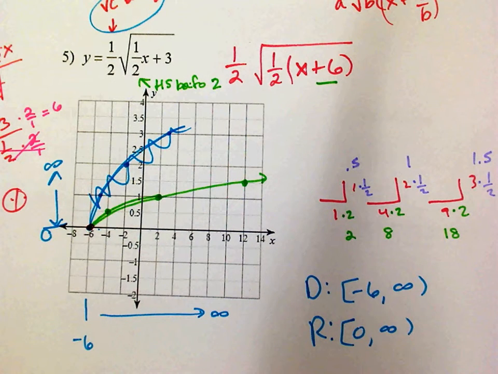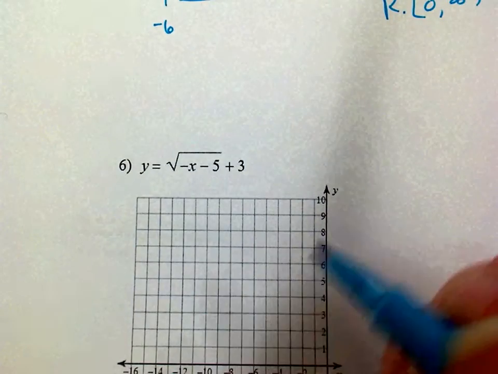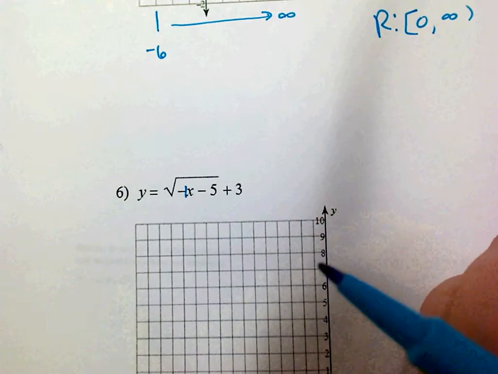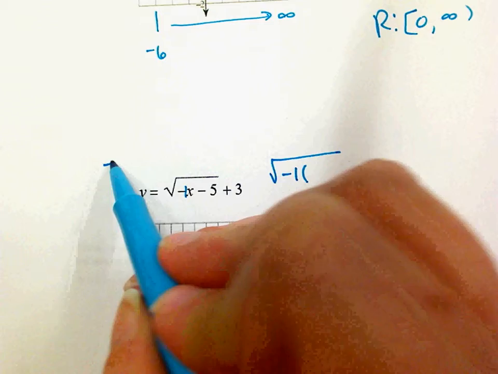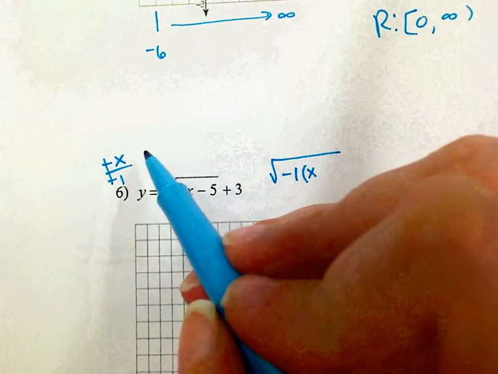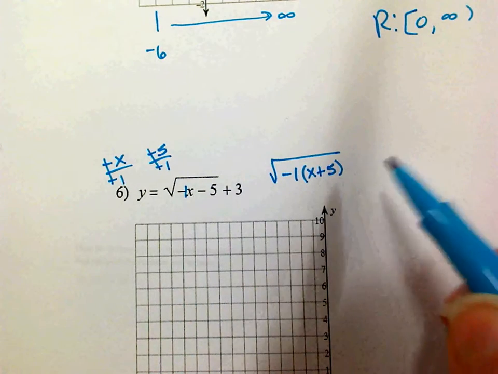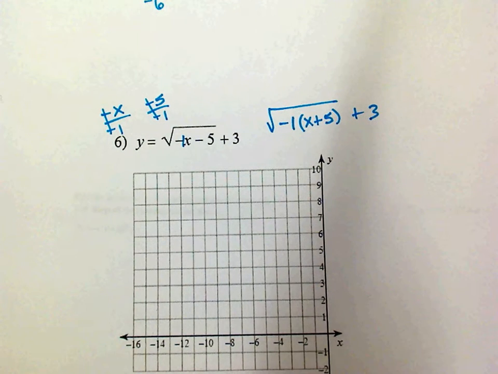Now let's do number 6. Number 6 has this negative on the inside. So I have to remember that anytime I have a number in the front, even if it's just a -1, I have to factor it out. When I factor a -1 out of a -x, that becomes just a positive x. When I divide a -1 out of -5, I'm left with a +5. And then +3. Okay? So order of operations tells me that I need to think about this negative first.